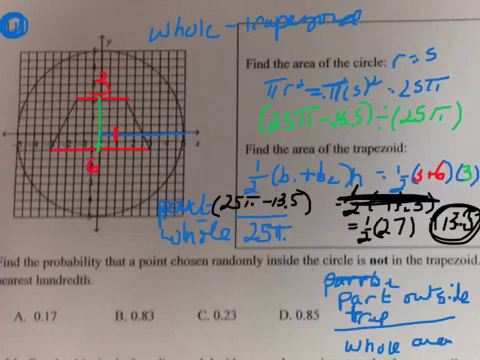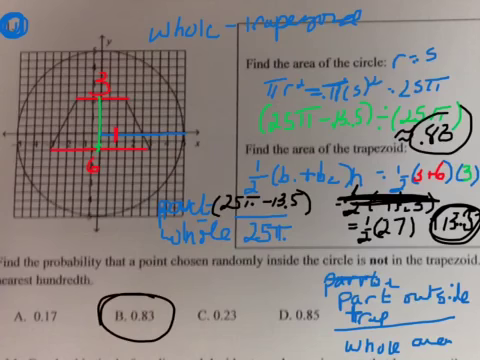Has anybody got the answer for that? Anybody done that in their calculator? Okay. So I plugged it in the calculator and I got 0.83, and so we would choose B.